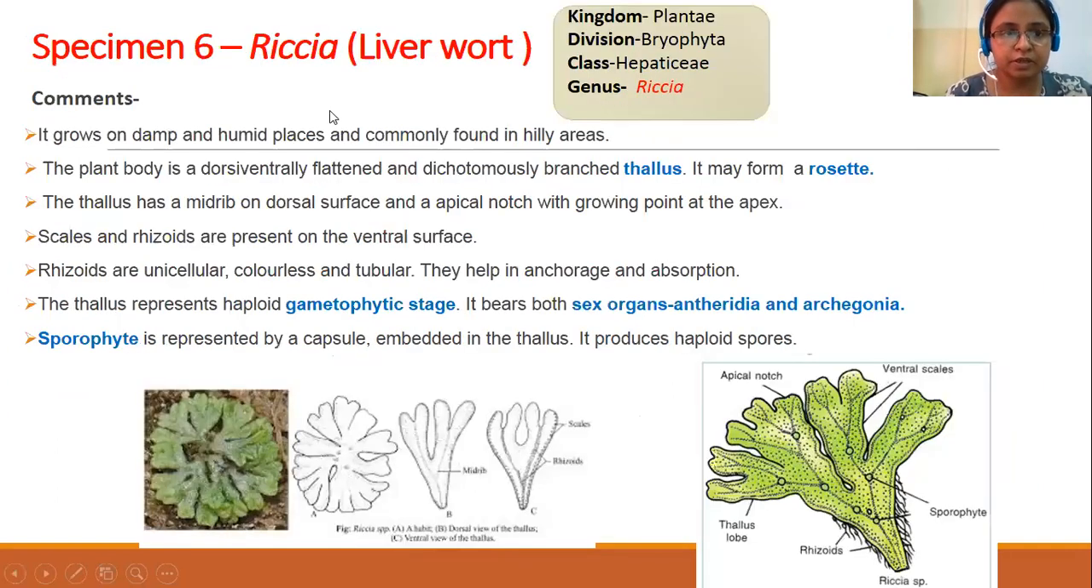Now the next is a Riccia. So now the Riccia is also commonly called the liverwort. Its classification is kingdom Plantae, division Bryophyta, class Hepaticea, and then genus is Riccia. Fine. So this Riccia is commonly found in damp and humid places. It is commonly found in the hilly areas.